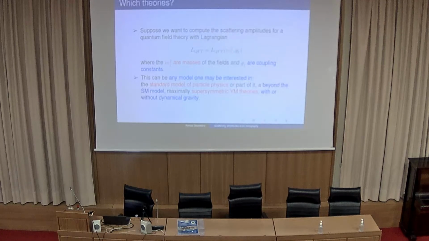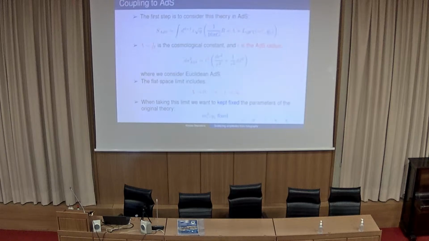Could be QCD, could be the full standard model, part of it, could be electroweak, could be beyond the standard model. You name it. Okay. This is our starting point. You tell me I want that theory, and then you give me that Lagrangian. And now my task is to tell you how to go about doing the computation for this specific theory by studying some 3-dimensional quantum field theory. And the construction is as follows.